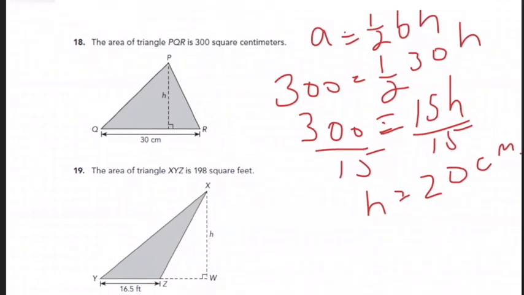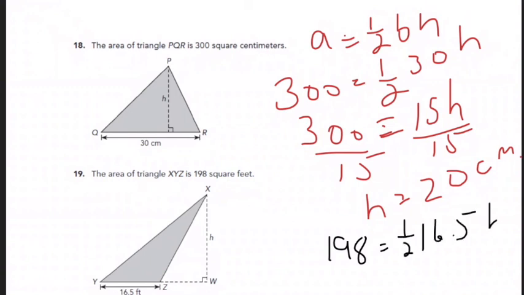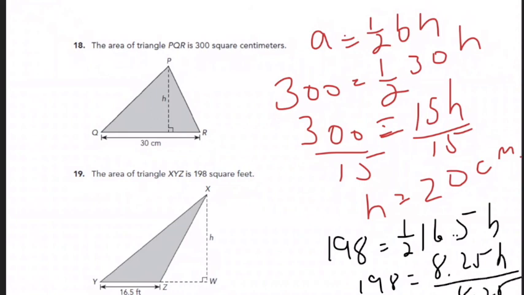All right, so 19 is area is 198. So I'm going to write 198 equals 1/2 times the base 16.5 times h. All right. So I would do half of 16.5 first. So 198 equals 16.5 divided by 2, it's 8.25 h. Divide by 8.25. Sorry, it's a little sloppy. So it's 198 divided by 8.25. And again, you can use a calculator. The answer is 24 feet for the height.